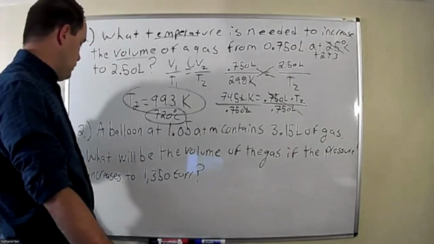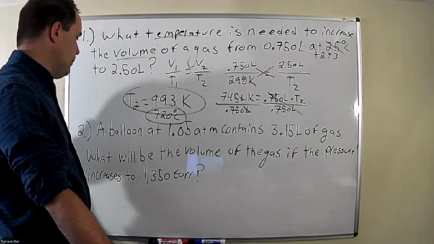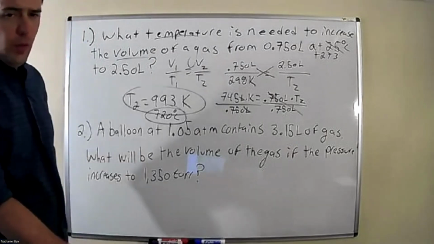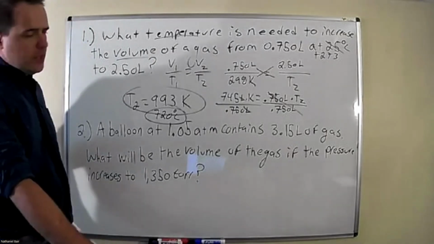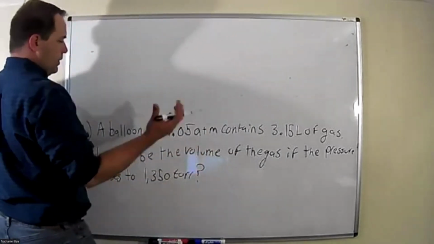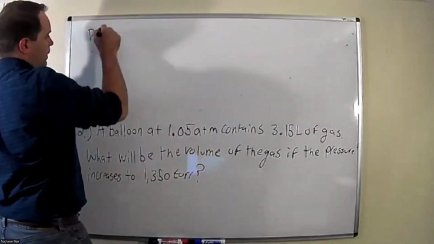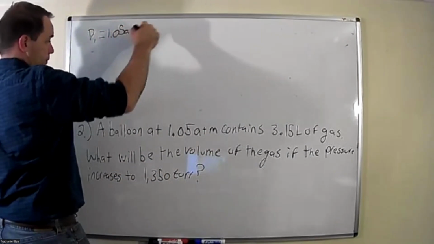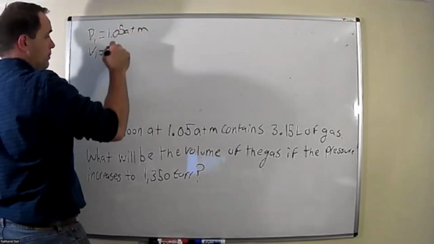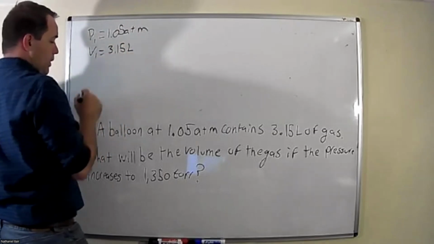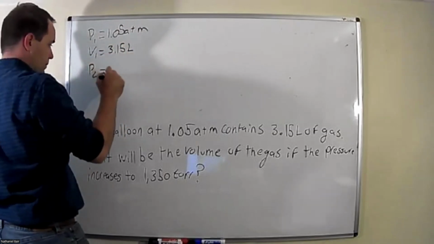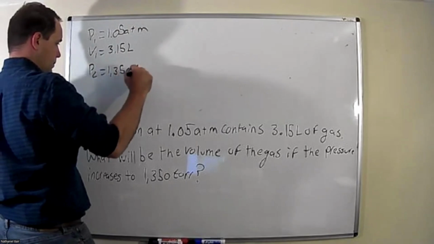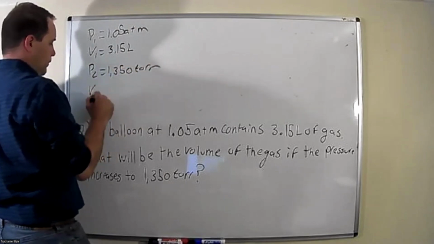So there we go. All right. Any questions on the top one? Well, all right. I'm going to convert. So here's the problem, right? If we pull the information out, we have a P1, we have a V1, we have a P2, and we're looking for V2.